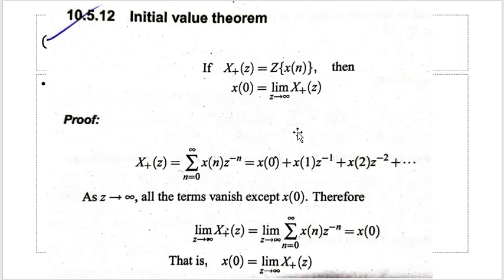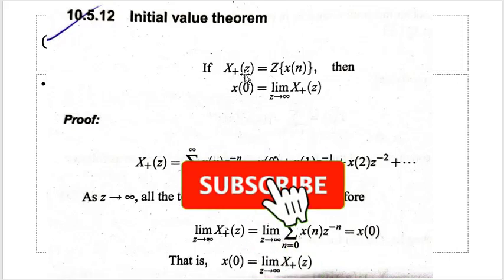If you search on the internet, you could see the initial value theorem exists for both the Z transform as well as the Laplace transform. Z transform is related to discrete time systems, that's why it is there, and Laplace transform is applicable for continuous time signals, and because of that the initial value theorem exists for that also. Okay, so in continuation of the discussion, the initial value theorem says that X plus of z.